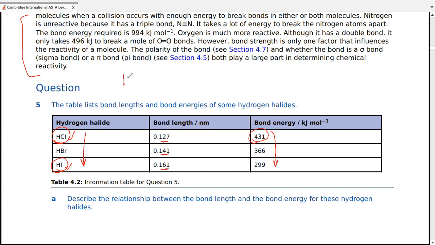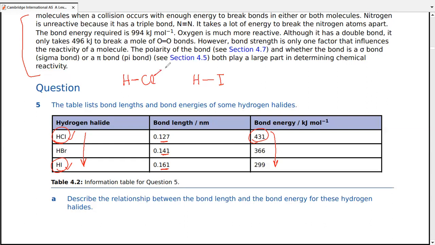Consider it like this. This bond is smaller, and this bond is somewhat larger. Why? Maybe drawing a diagram helps you. Maybe the shells increase, so... A perfectly good answer.